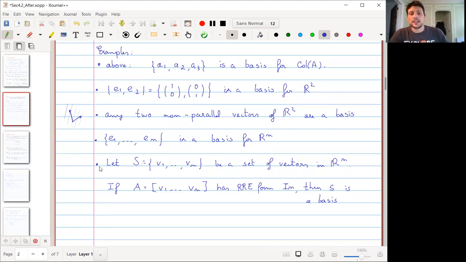The last example relates this to the matrix theory that we had. Suppose I have a set of n vectors in Rn, then if the matrix A whose columns are those vectors, v1 through vn, is equivalent to the identity, meaning that its reduced row echelon form is the identity, and this is the same as saying that A is invertible, then, and only in that case, the set S is a basis for Rn.